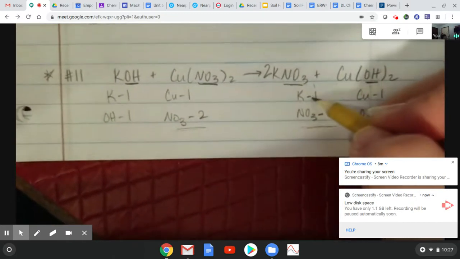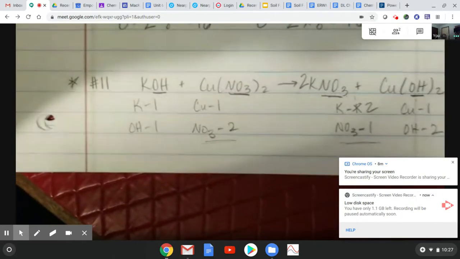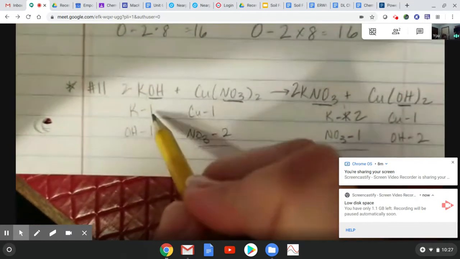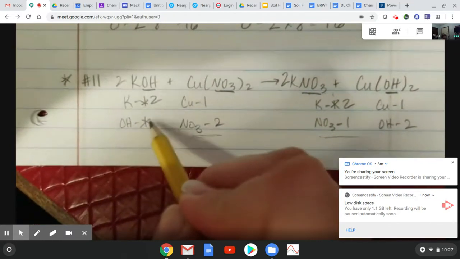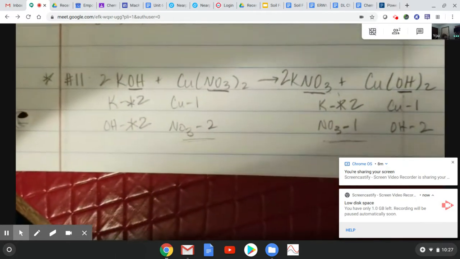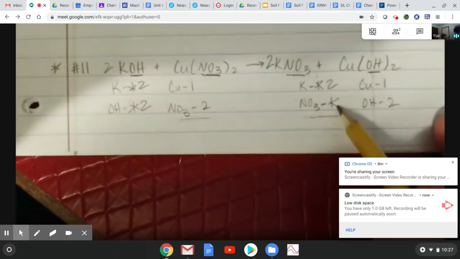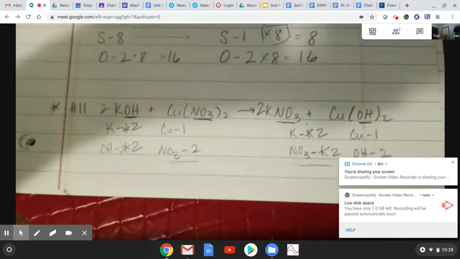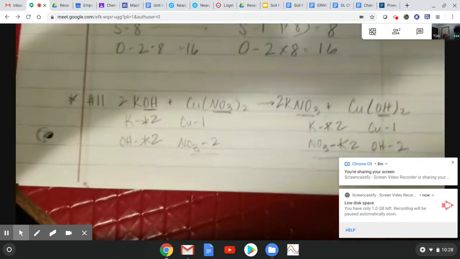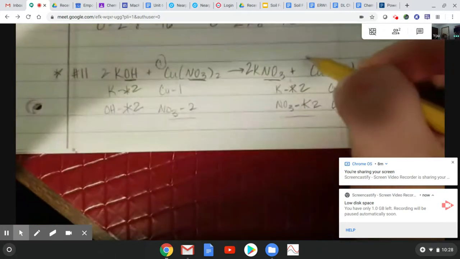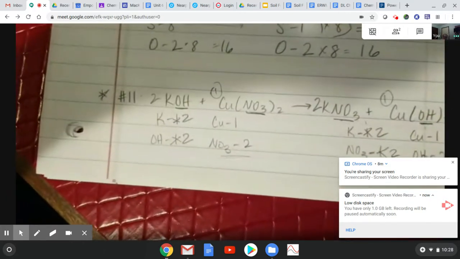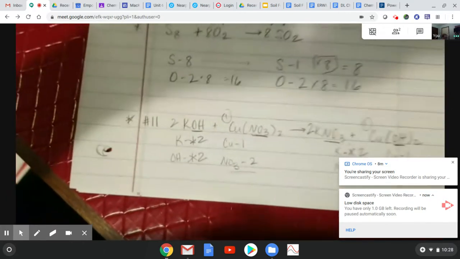And that now gives me 2 potassiums. So to fix that, I put a 2 in front of this. And now I have 2 potassiums, but that also gives me 2 hydroxides. So everything should now be balanced. And that's all you have to do. So these coefficients would be 1s, and that's it. So let me know if you have any other questions.